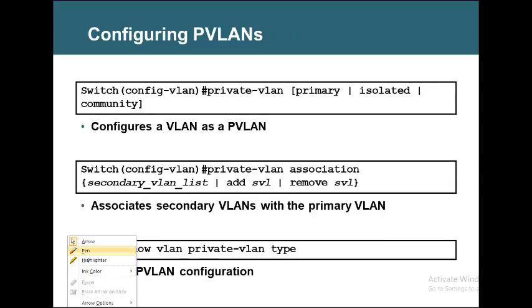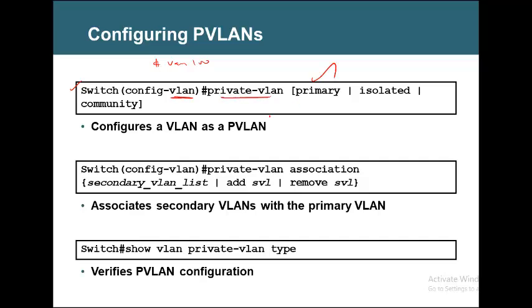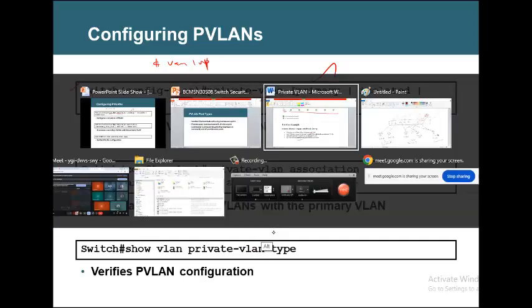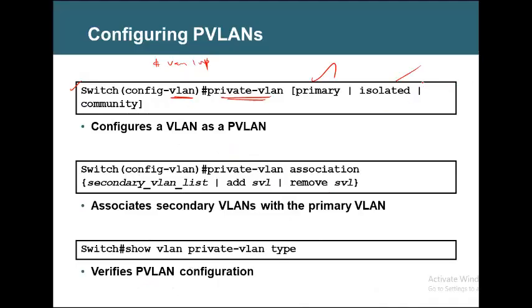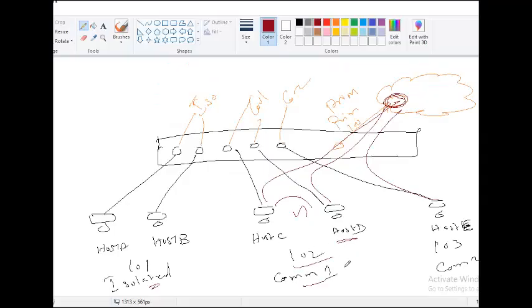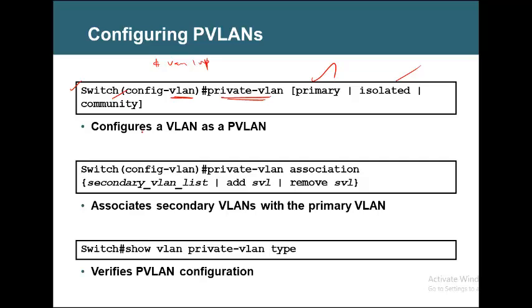You say first create VLAN 100, and then you will be inside the VLAN mode. Say private VLAN primary. Come out. And then you say VLAN 101, private VLAN, whatever, according to the scenario. What do we have? 101 is isolate. You say isolated. And then create another VLAN 102. You say community. Okay. So 3 VLANs you have created.